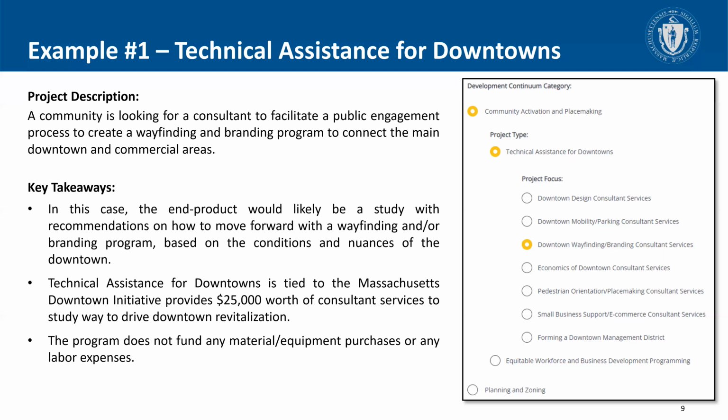This is a great example of a project that could benefit from funding through the Massachusetts Downtown Initiative, which lives within the community activation and placemaking development continuum category. So MDI provides $25,000 worth of consultant technical assistance to identify strategies for improving a community's downtown area. So when filling out the application, the applicant would select community activation and placemaking as the development continuum category, and then they'd select technical assistance for downtowns as the project type.